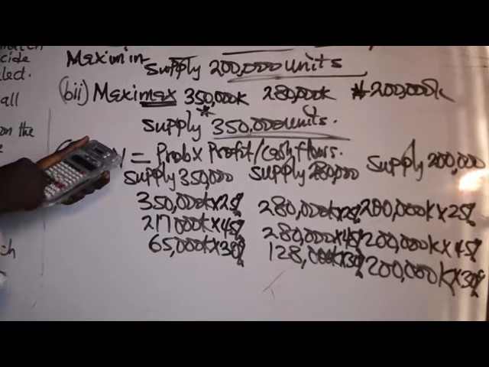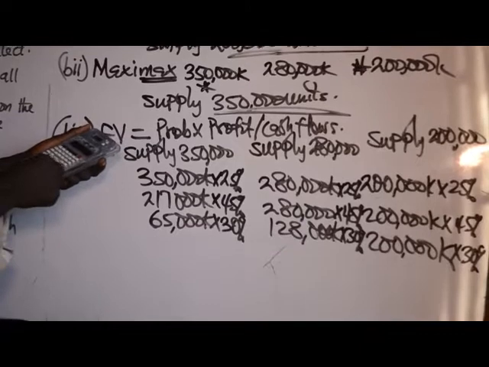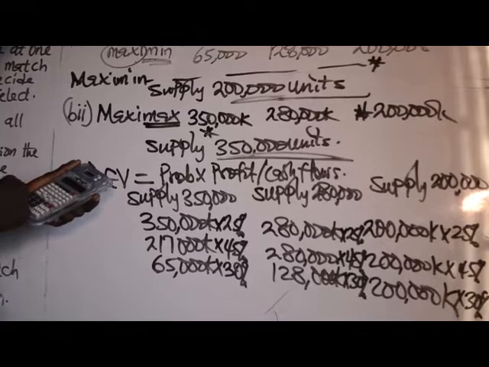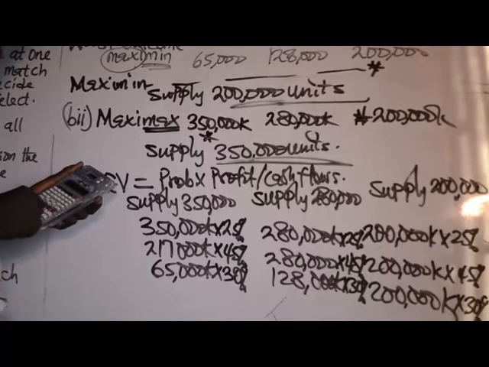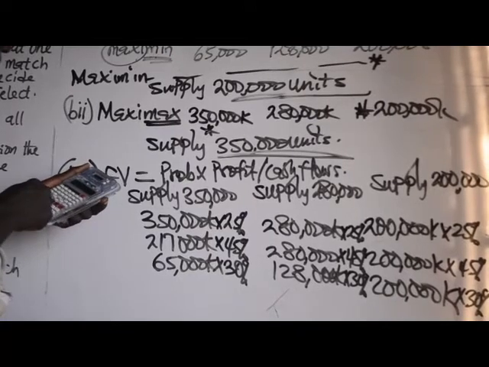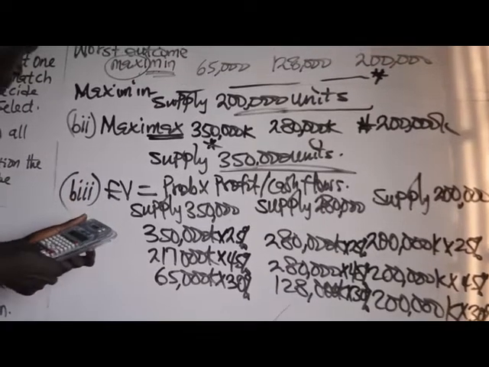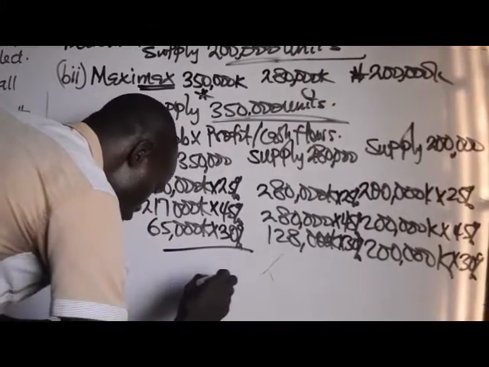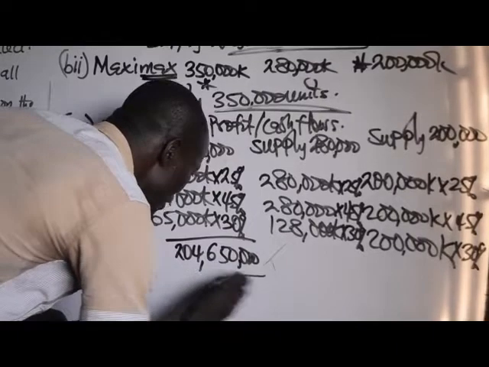350 million times 25% plus 270 million times 45% plus 65 million times 30%. That gives us 204,650,000. The expected value under this is 204,650,000.